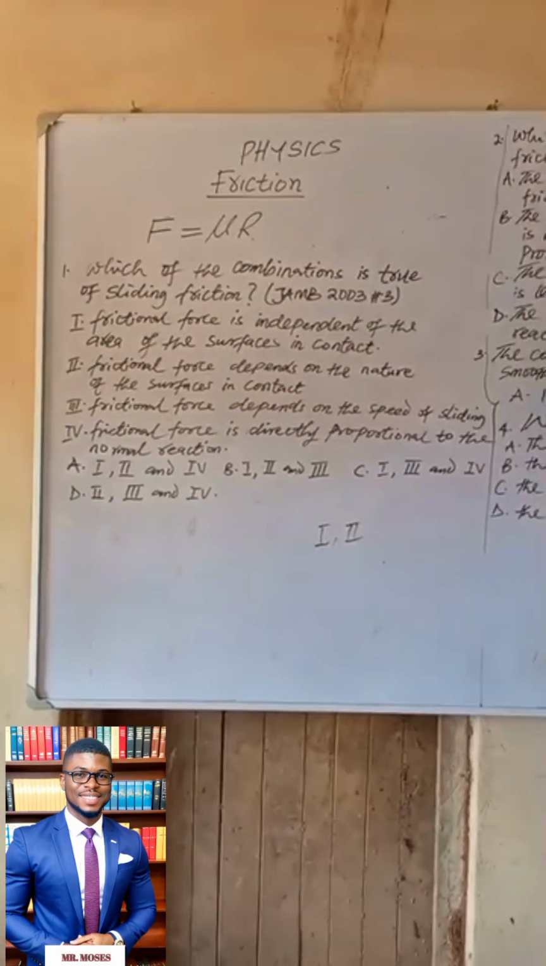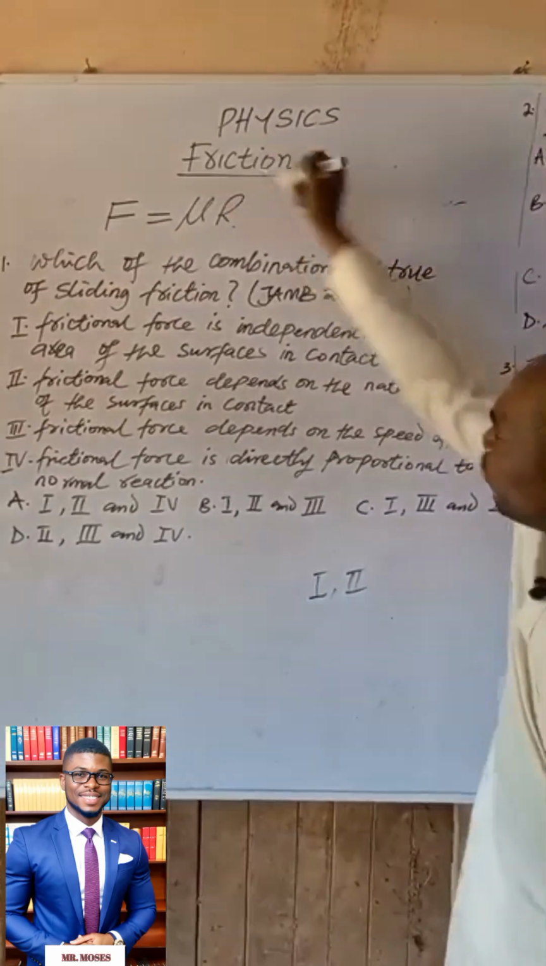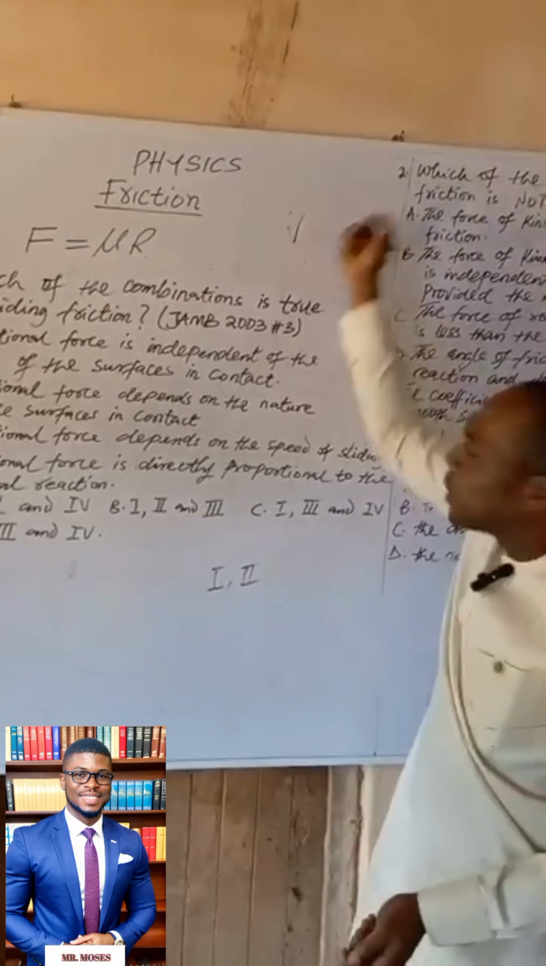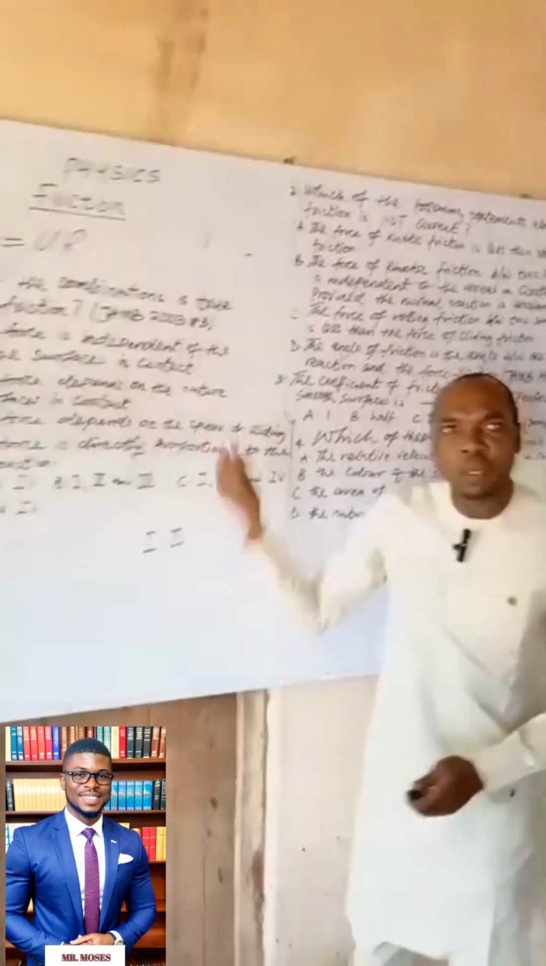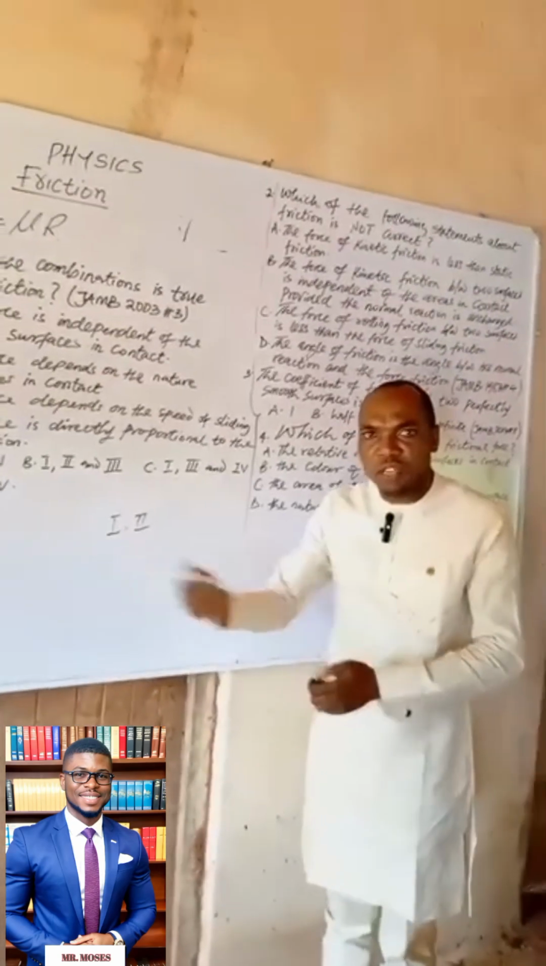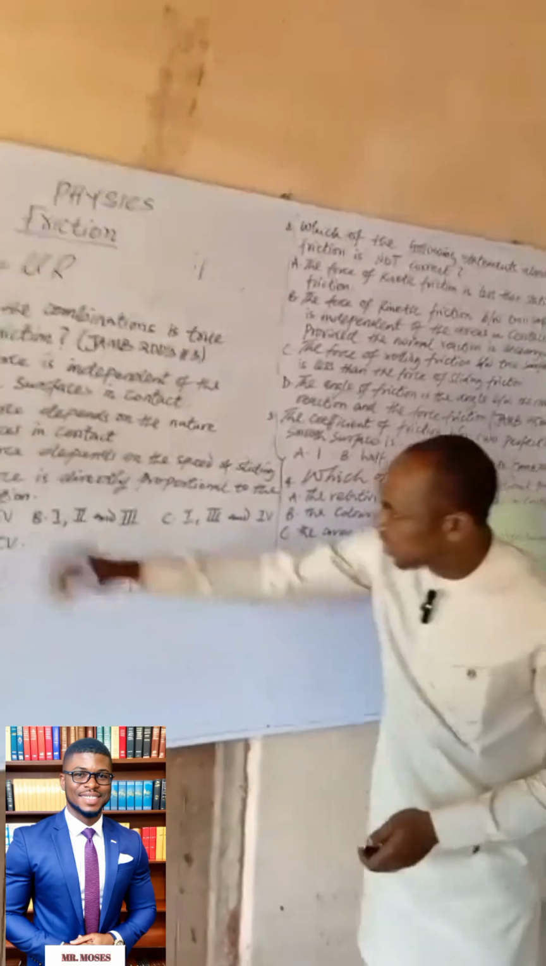Then 3 says frictional force depends on the speed of sliding. Unfortunately, there is no V in the formula. We don't have a speed, we don't have velocity. So frictional force does not depend on the speed of sliding or the relative velocity of the two bodies in contact. It's independent of that. So we can't accept 3.